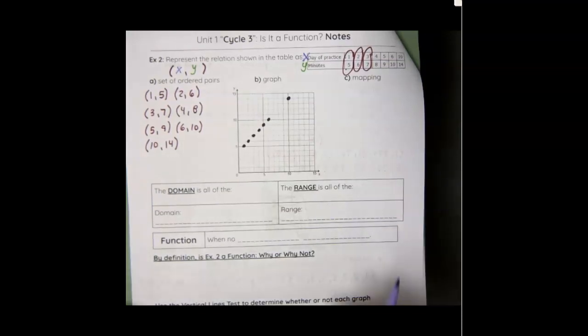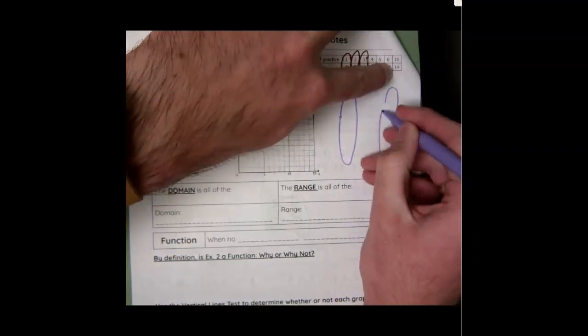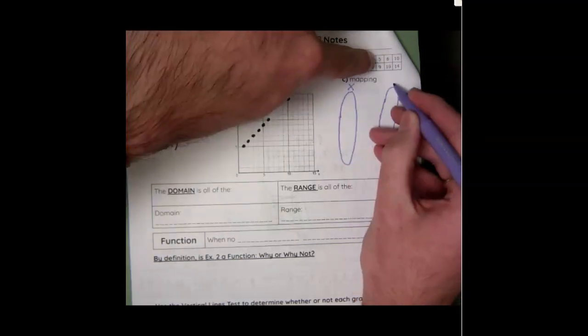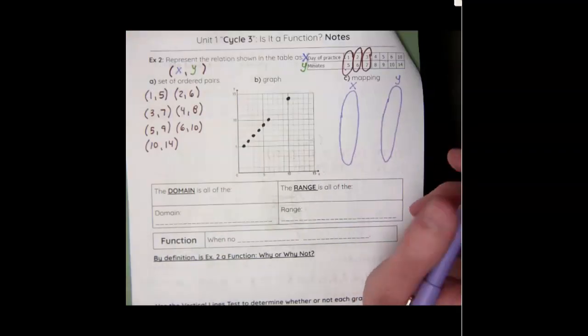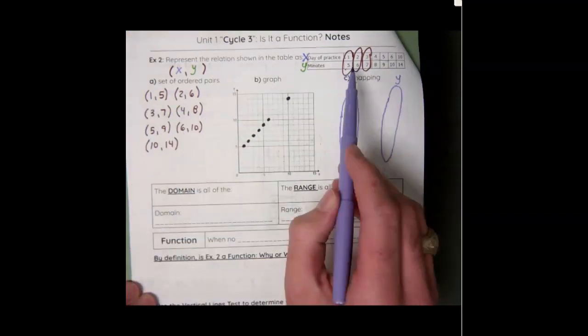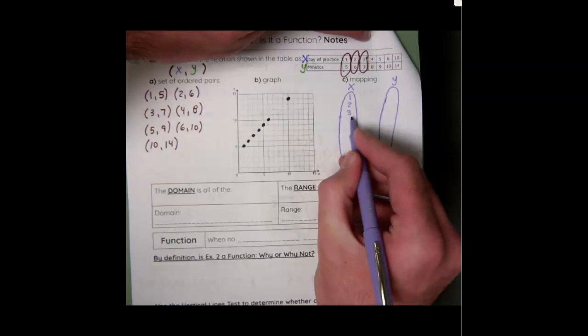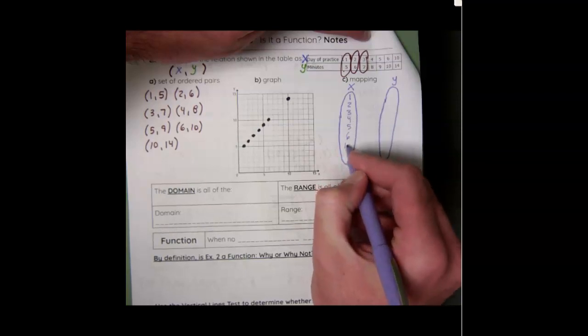All right, as for mapping, your first step is to draw ovals, like we did last time. The left one is x, the right one is y. Now, we cannot repeat the numbers, but in this instance, x values don't repeat and y values don't repeat, so we just write them all. 1, 2, 3, 4, 5, 6, 10. Same thing. 5, 6, 7, 8, 9, 10, 14.